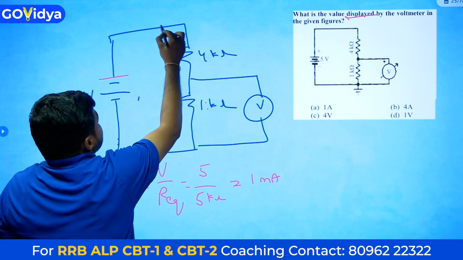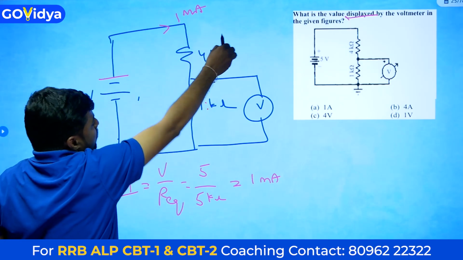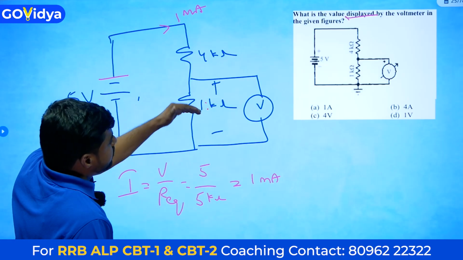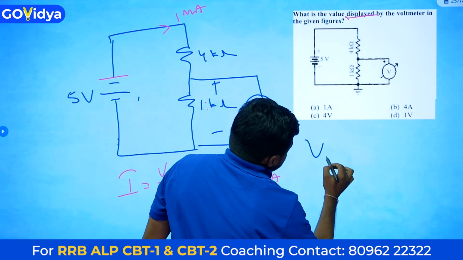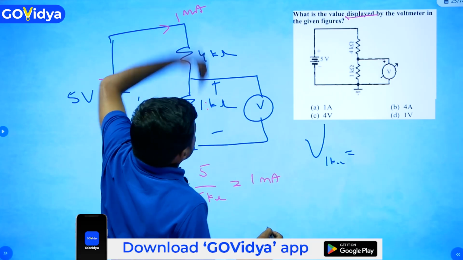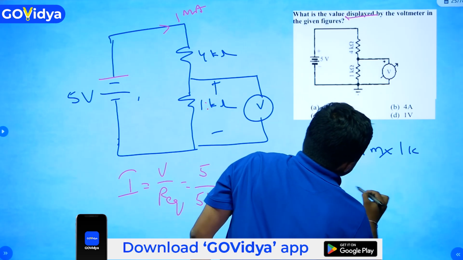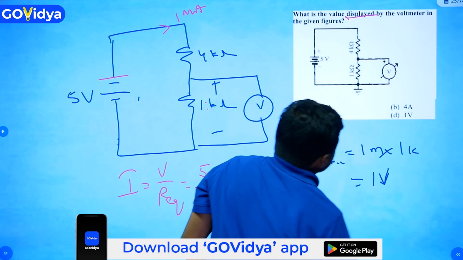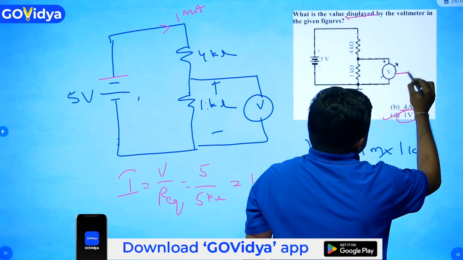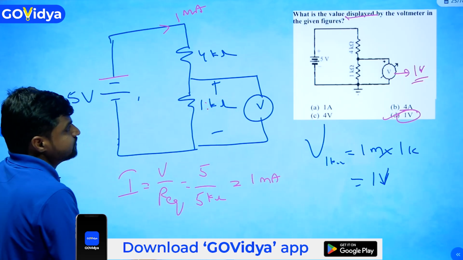Now 1 milliampere of current is flowing through the 4 kilo ohm and 1 kilo ohm resistances. We have to find the voltage across 1 kilo ohm. Voltage across 1 kilo ohm is the current through it, 1 milliampere, times 1 kilo ohm, which is equal to 1 volt. From the options, option D is the correct answer. This voltmeter reads 1 volt.